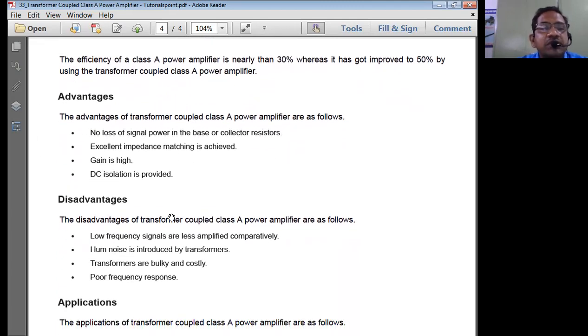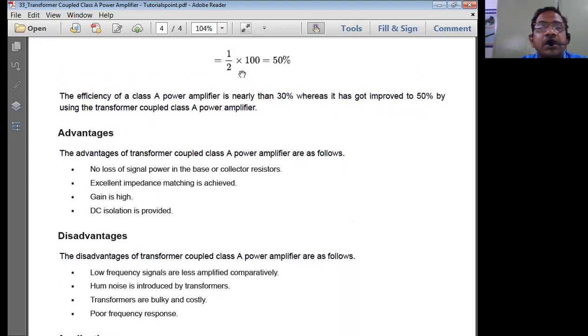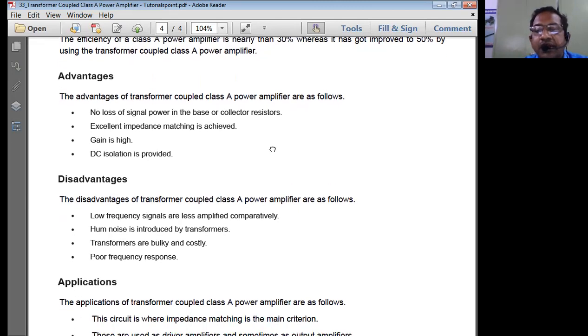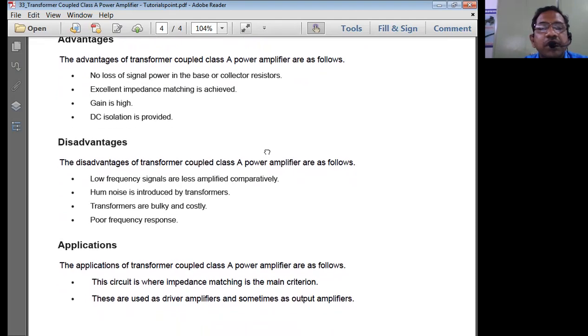Therefore, what are the advantages of this? Just now we discussed, the gain is going to be high. Efficiency is going to be better, and impedance matching is achieved because of transformer coupling. DC isolation is provided because of the transformer. The output DC is not connected. The collector DC voltage or current is not connected to the load resistance. And obviously there are no losses of signal power in the base or collector resistors. Because of the transformer, losses are going to be less.